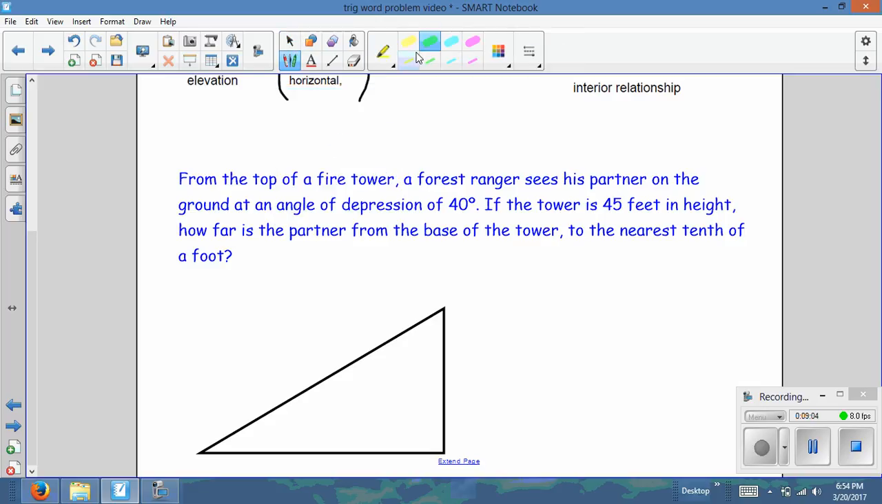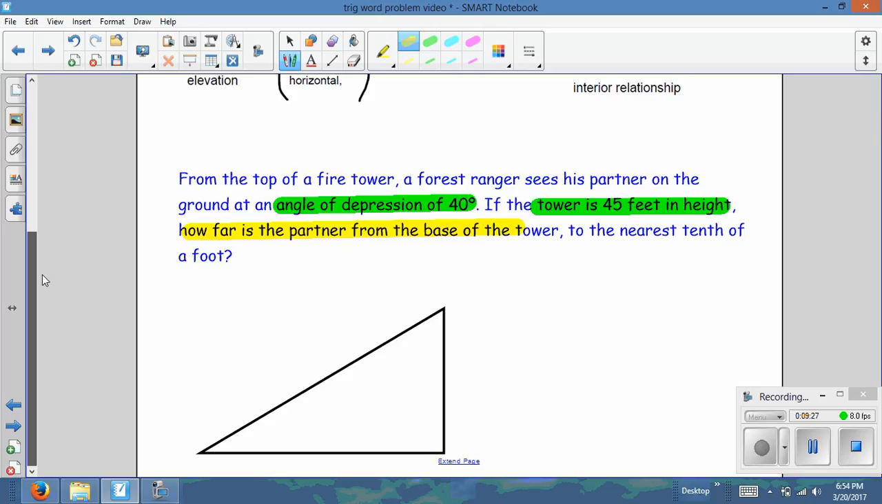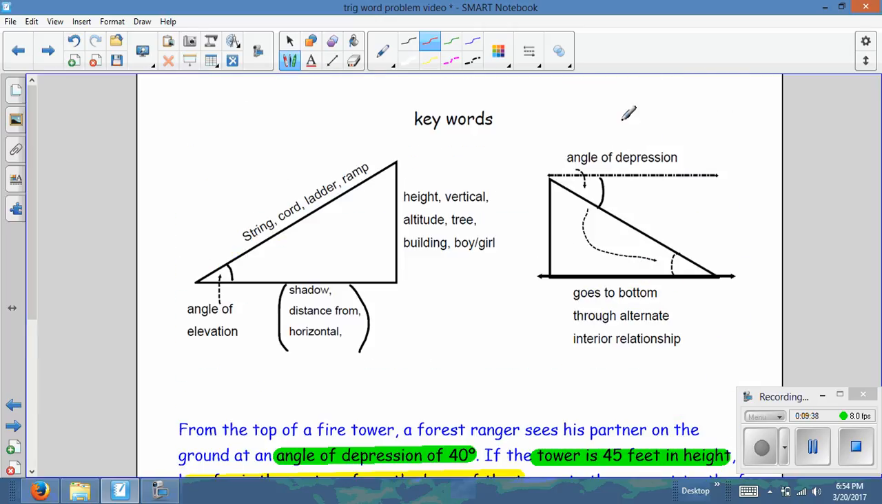This is the first time that I'm walking you through an angle of depression. We've been doing angle of elevation. If the tower is 45 feet in height, how far is the partner from the base? That looks like a distance from. Remember, distance from is always along the bottom. So I already know this is my missing side down here. Okay, so let's see what to do with this angle of depression. And I have that over here on this side. An angle of depression is going to be on the outside of the triangle.